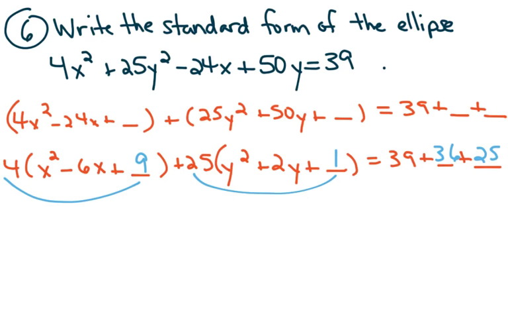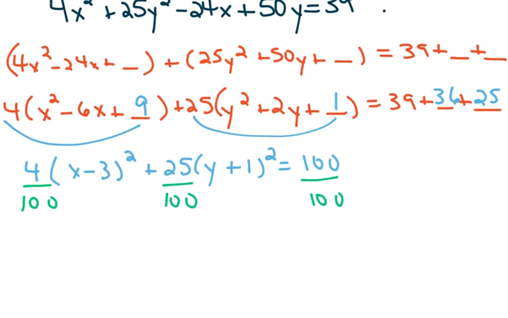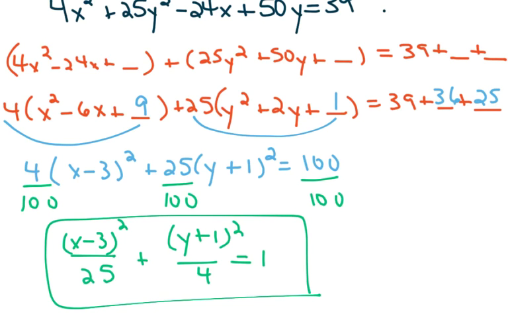Now I'm ready to write this in factored form. The first parentheses is going to be x minus 3 squared. The second trinomial is going to be y plus 1 squared. And 39 plus 36 plus 25 is 100. The last step is we want the equation to equal 1, so we're going to divide everything by 100 and reduce those fractions. 4 over 100 reduces to 1 over 25. 25 over 100 reduces to 1 over 4. And this is the equation of the ellipse in standard or factored form.